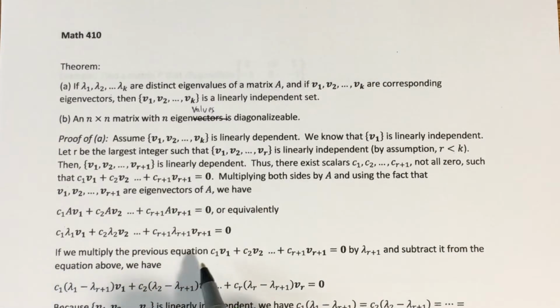Now, it says if we multiply the previous equation, by previous I mean the one that we got way up here, c1 v1 through, this linear combination that was equal to 0.